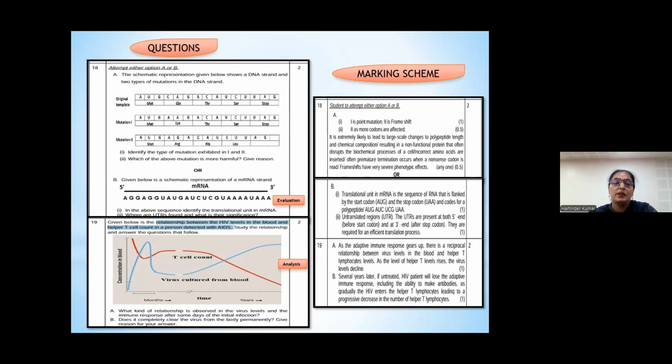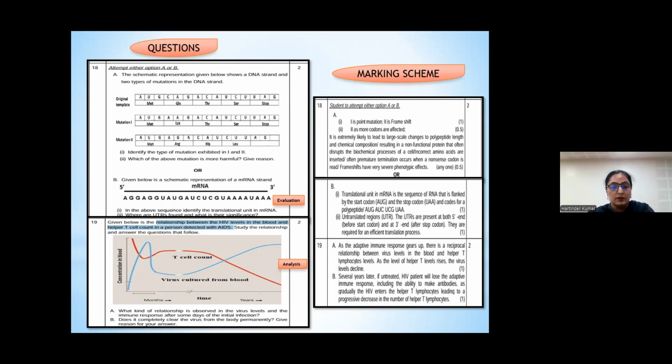Next, again, an internal choice has been given in another question of 2 marks. Here the strands are given. This is also a case of evaluate. That is, the strands are given. They have to justify between 2 strands, 3 strands, where the mutation is taking place. See, in the first case, it is a point mutation. We can see the first amino acid is methionine, AUG. Second one is CAG. Third one, the next amino acid, ACA, that is threonine. Fourth is UCU. And the last one, UAG, that is the stop codon.